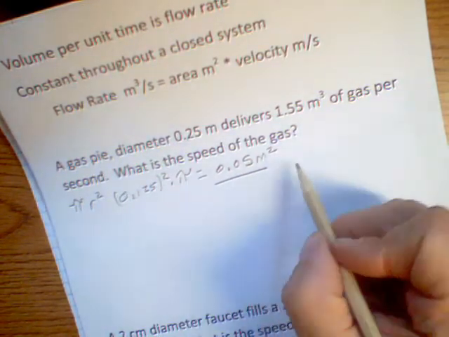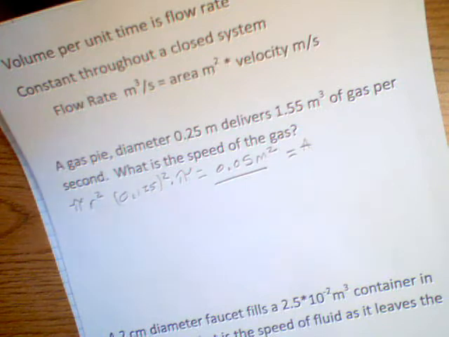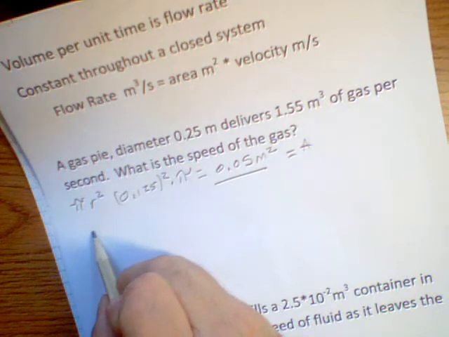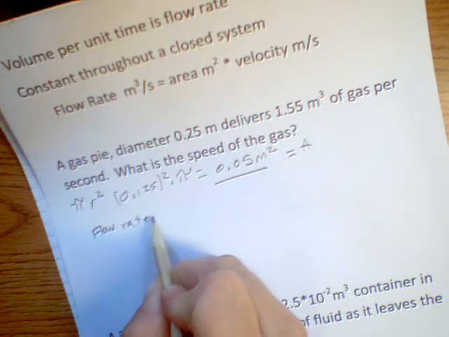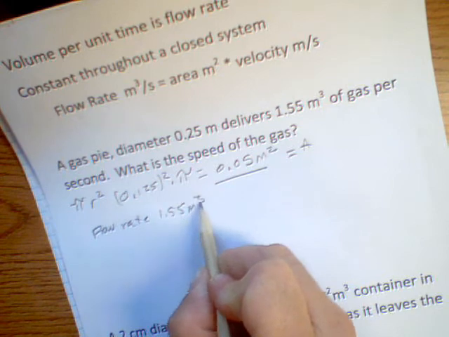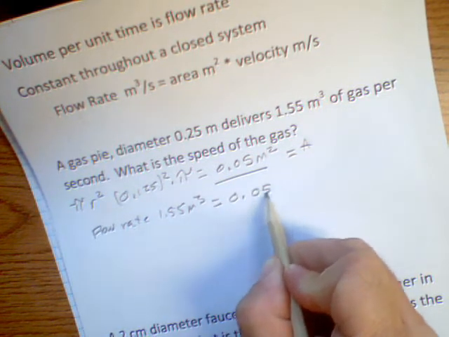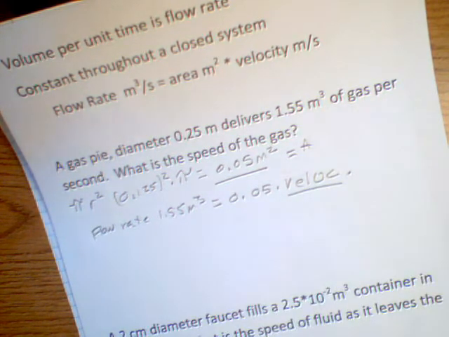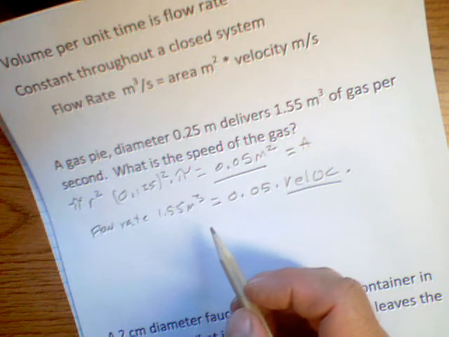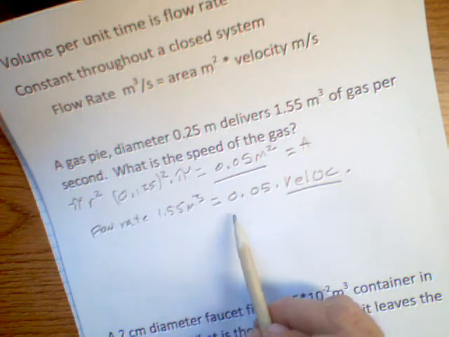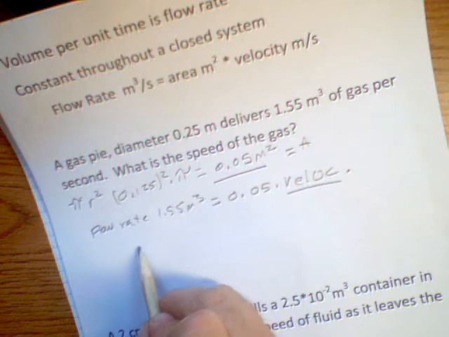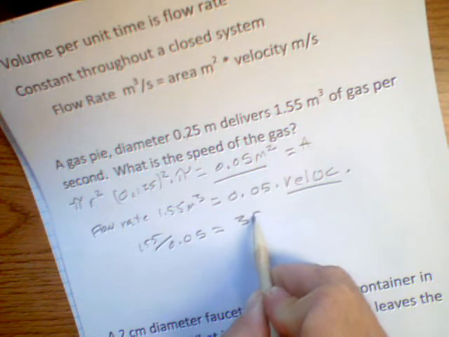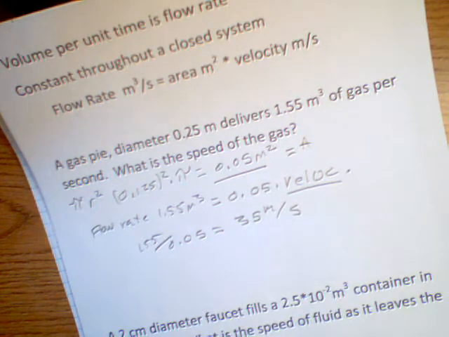So that's the first thing we have to do. Now that we have our area, let me just go ahead and say flow rate equals area times velocity. So flow rate, 1.55 meters cubed equals 0.05 times velocity, and we want velocity. That's what we want, right? So that's simple enough. All we have to do to get velocity by itself is to take 155 divided by 0.05, and that equals 35 meters per second. All right?